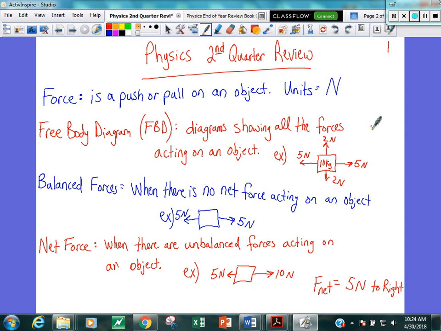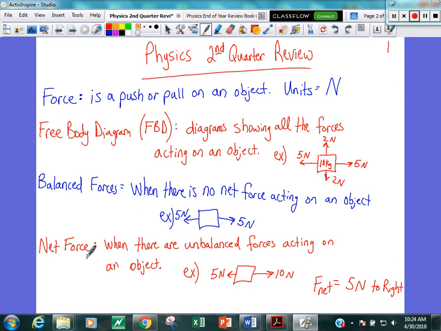We spend a lot of time talking about balanced forces. Balanced forces, like its name implies, is when there's no net force acting on the object. So for example, you've got 5 newtons to the right. Well, if there are balanced forces acting on this object, there's 5 newtons acting on this object to the left. So they balance each other or cancel each other out. There's no net force. They're balanced.